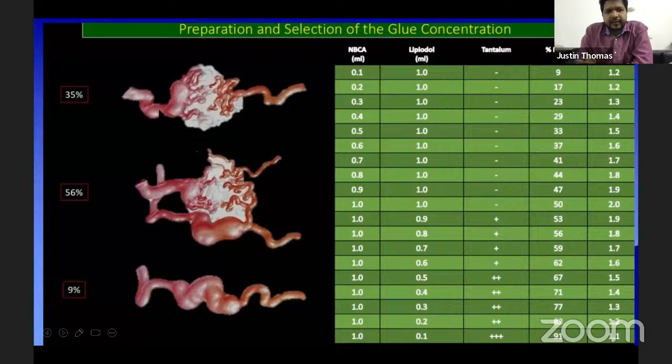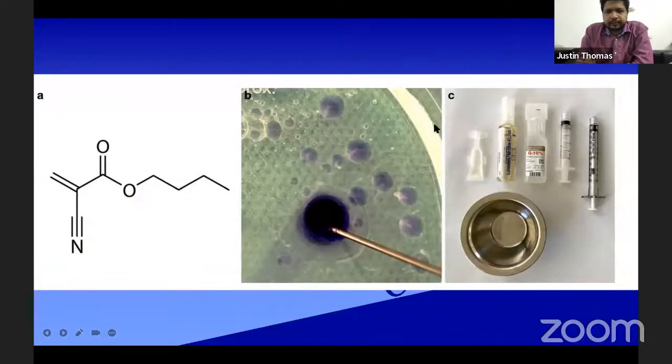This is a low flow fistula, so a lower concentration of NBCA is required for these lesions. And if there is a high flow fistula, then the concentration of NBCA can be increased. This is a rough table for calculating the concentration of glue.